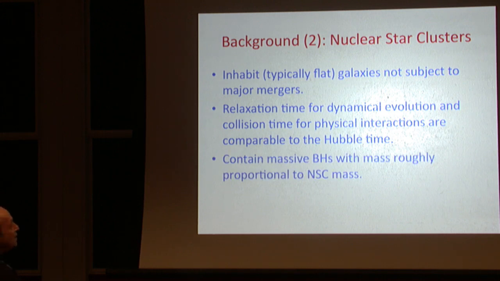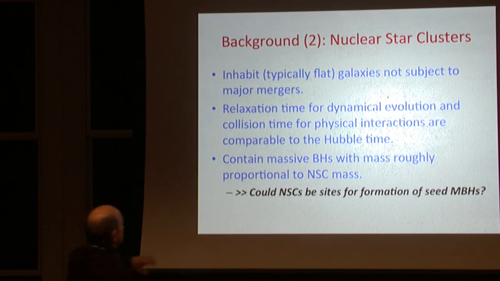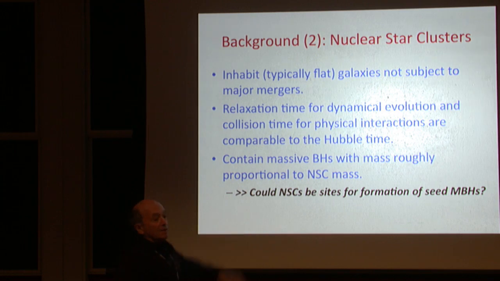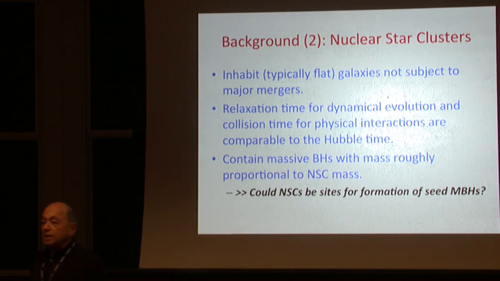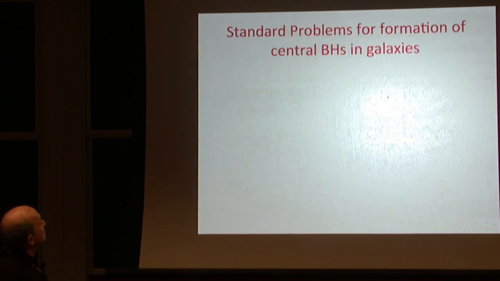And finally, they contain massive black holes, and the black hole mass scales roughly proportional to the nuclear star cluster. I mean in a very crude sense that Andromeda has a higher mass black hole than our galaxy, etc. So this implies to me that this is a good environment in order to make the black holes. And so what Nick and I did is explore that possibility.